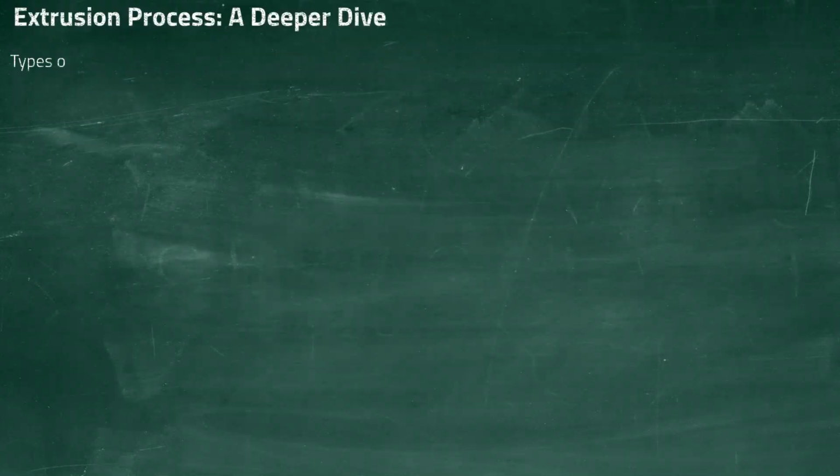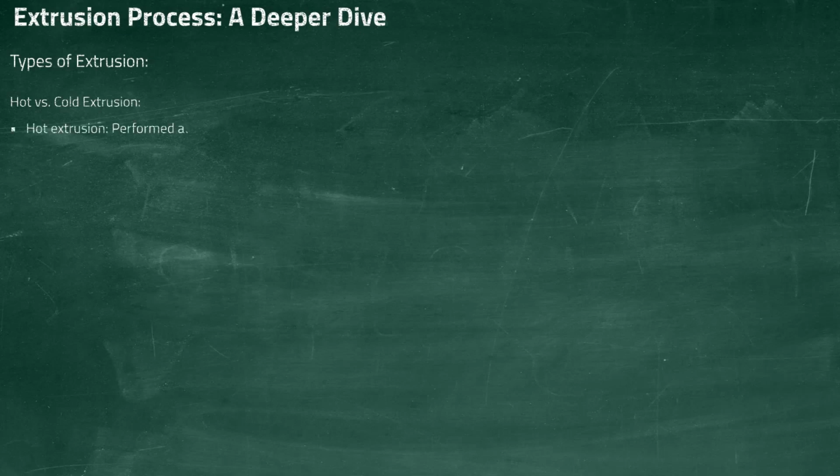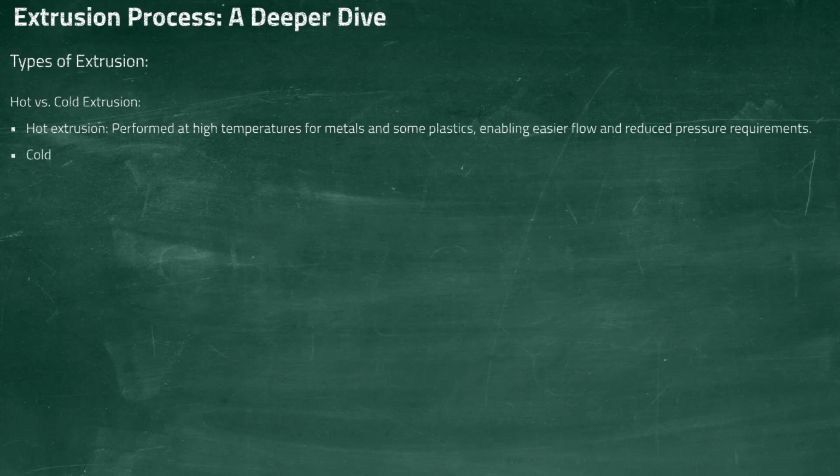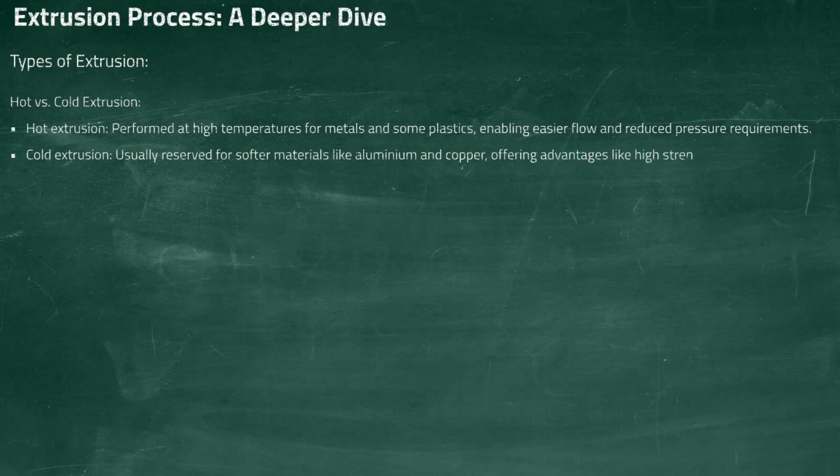Let us understand types of extrusion processes. Hot versus cold extrusion. Hot extrusion is performed at high temperatures for metals and some plastics, enabling easier flow and reduced pressure requirements. Cold extrusion is usually reserved for softer materials like aluminium and copper, offering advantages like high strength and better surface finish.